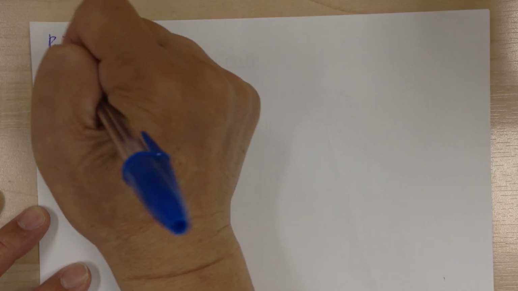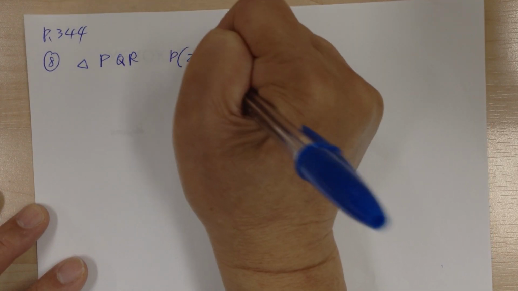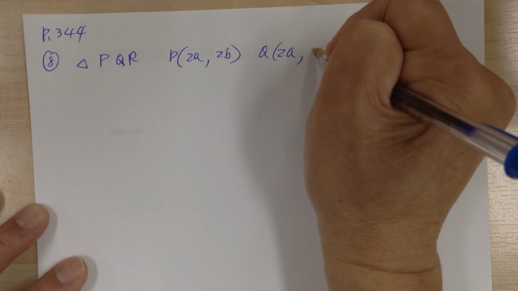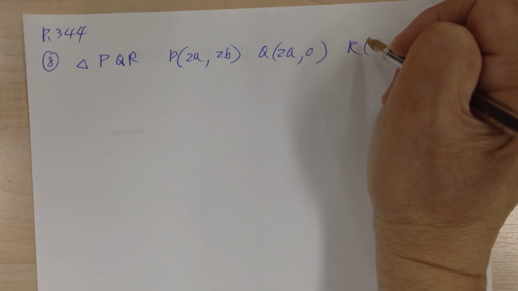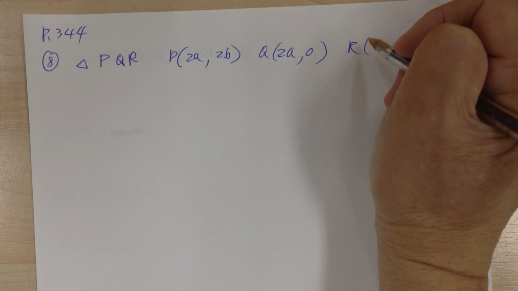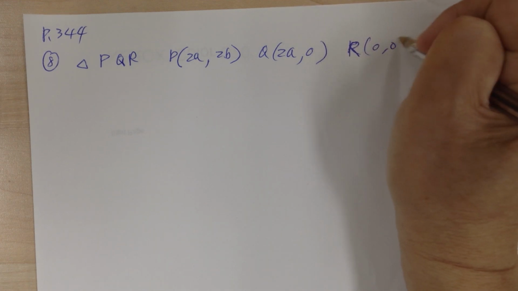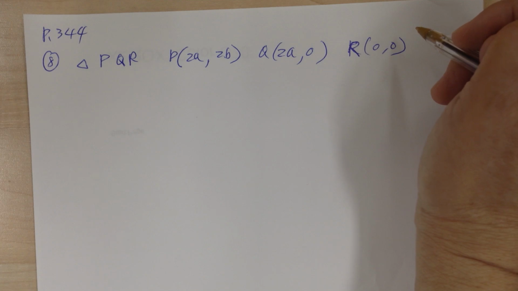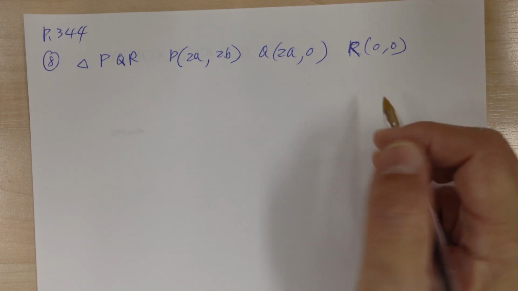Okay, number 8. So you've got triangle PQR, and you're going to graph P at (2a, 2b), Q at (2a, 0), and R at (0, 0). I think there's a typo; I think they mean R at (0, 0). There's supposed to be an R. Anyway, let's graph these.